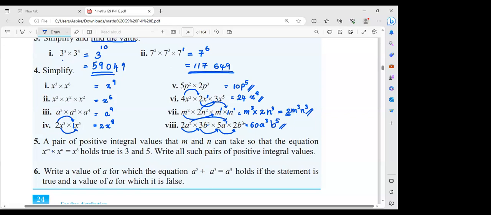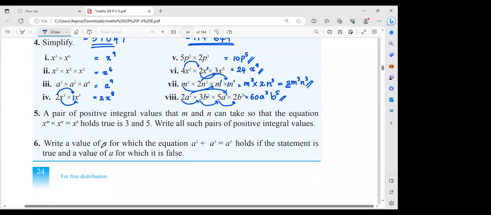Okay, Pute. Then look at the fifth question. A pair of positive integral values that m and n can take so that the equation x to the power of m times x to the power of n equals x to the power of 8 whole 2 is 3 and 5. Write all such pair of positive integral values. What is meant by this one?